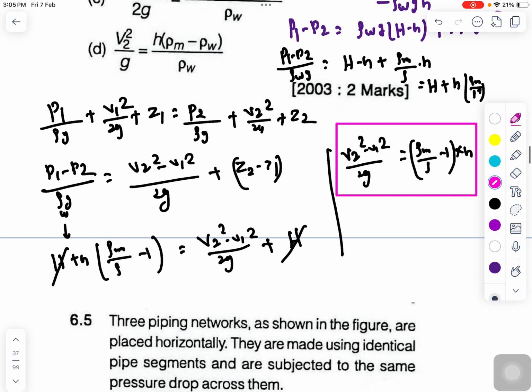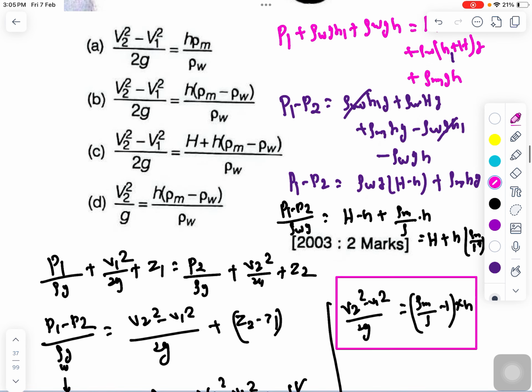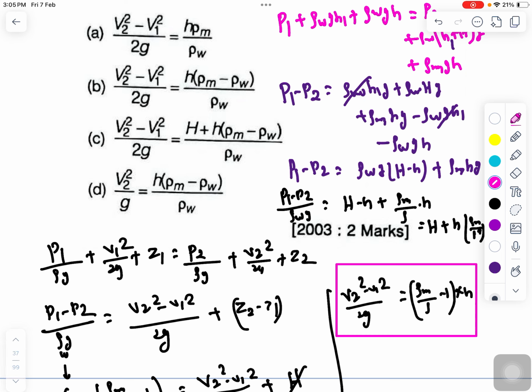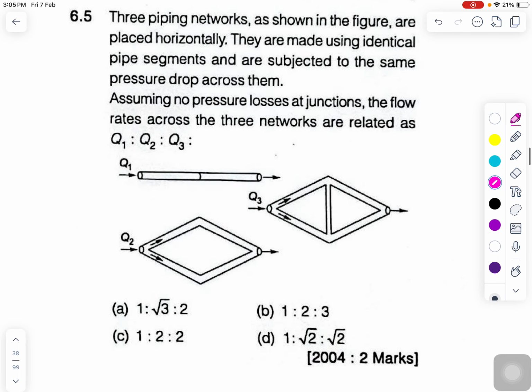This was a bit hectic and difficult question, but if you do this, then definitely you are going to get the answer. So that is rho M by rho W. So your option B will be your correct answer. After that, I'll be moving towards the next question.